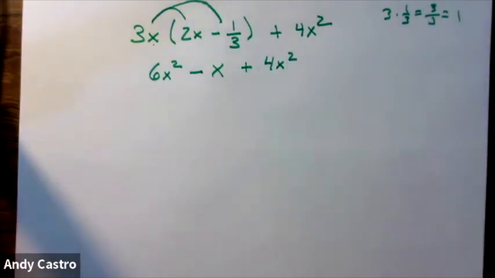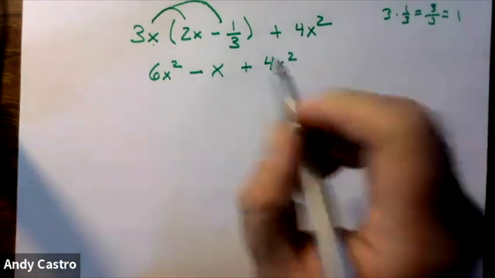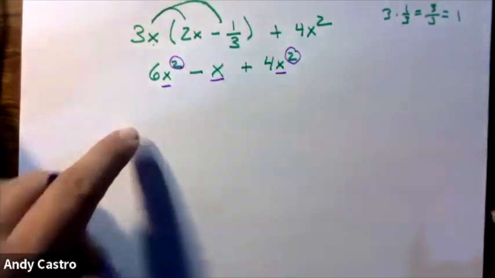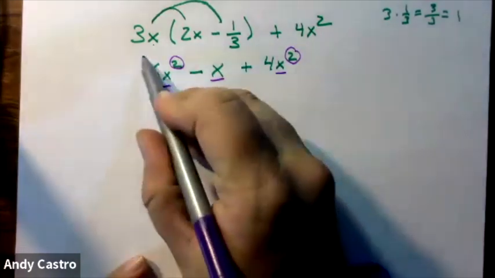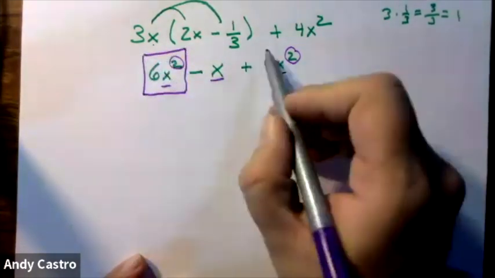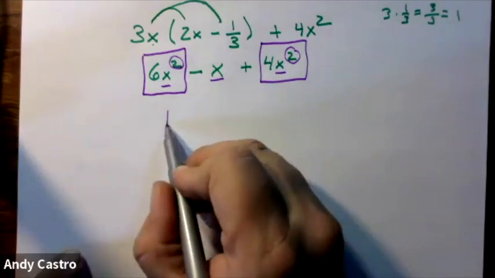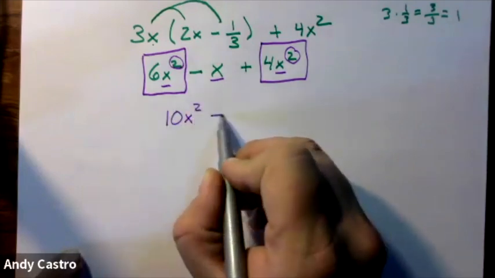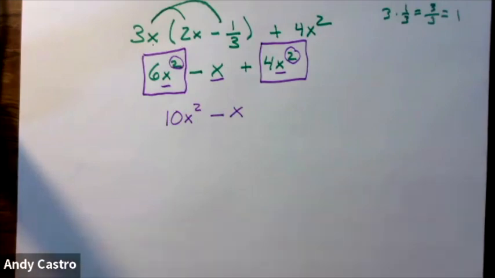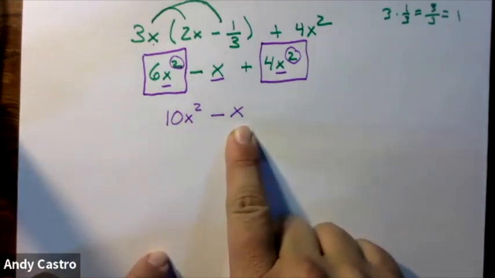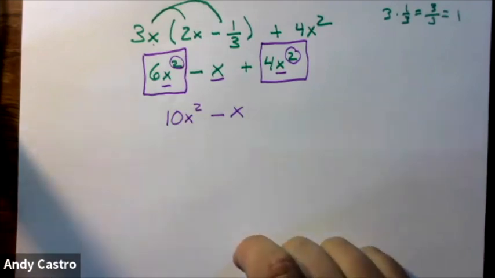So now I'm going to look, do I have any like terms? Well, there's all x's here, x, x, and x, but only 2 of them have the same exponent. So I can combine 6x squared and 4x squared together. That would give me 10x squared minus x. All right. So this is a polynomial. Why? Because this is an expression. Okay. And there's coefficients. Let's list the coefficients.